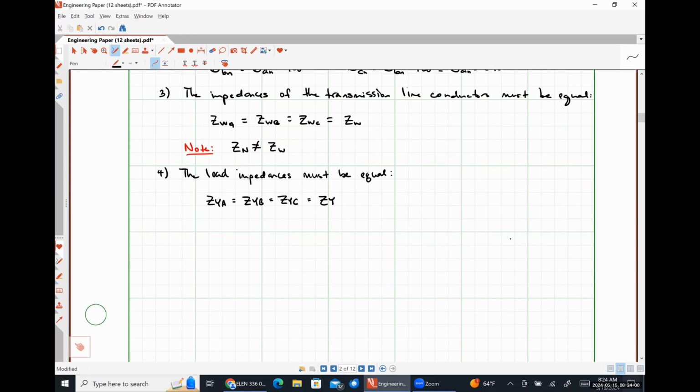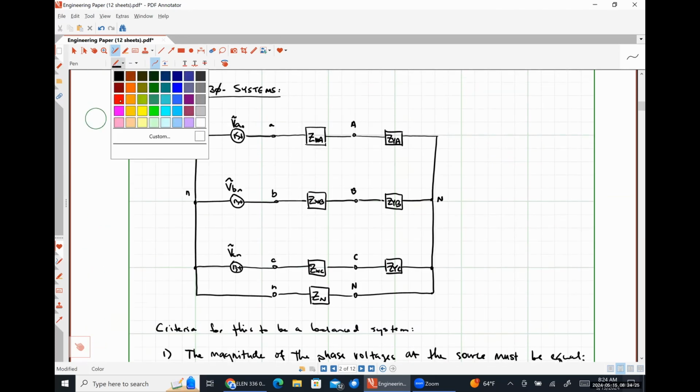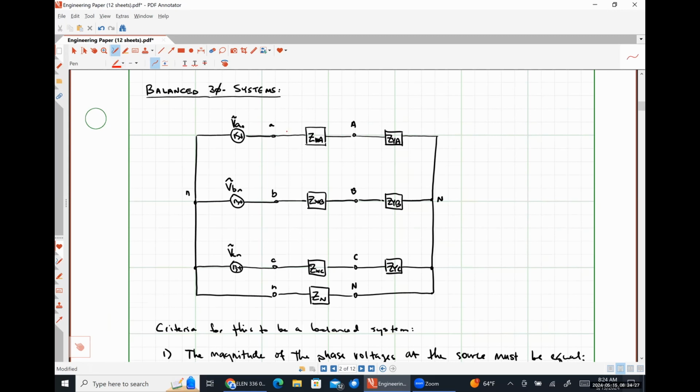All right, so these are our 4 criteria for balance. So what we're going to do is start analyzing this circuit as an unbalanced system, which is a bit tedious, and then we're going to see what happens when we restrict the different aspects of this to be balanced, okay? So what we're going to be looking at principally are our line currents. So I'm going to go ahead and scroll up here and draw what those line currents are.